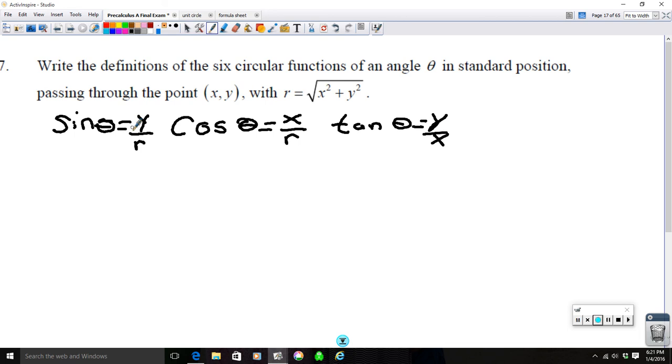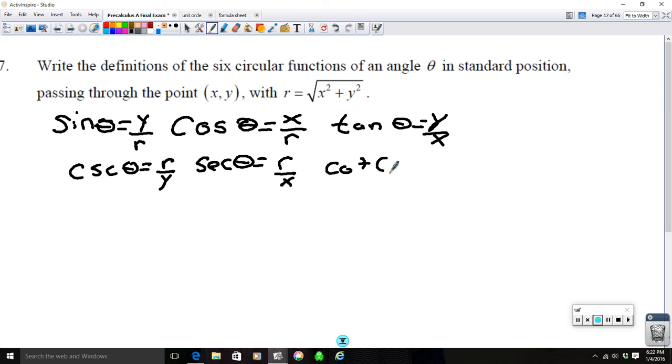And then the reciprocal functions, such as cosecant, is the reciprocal of sine, which is r over y. Secant is the reciprocal of cosine, so that is r over x. And cotangent is the reciprocal of tangent, so that is x over y.